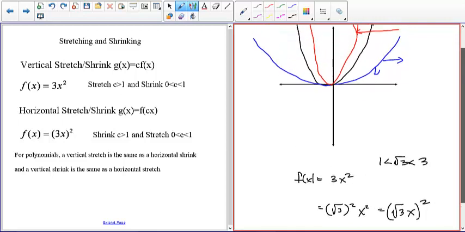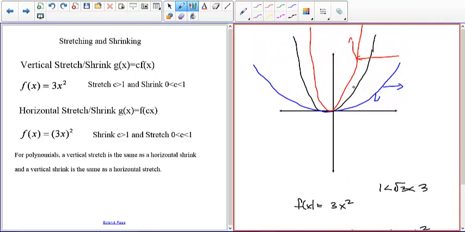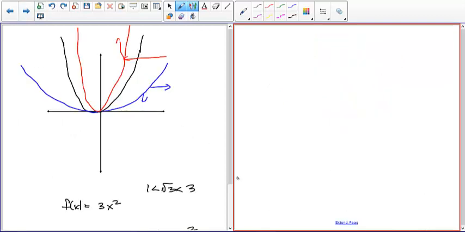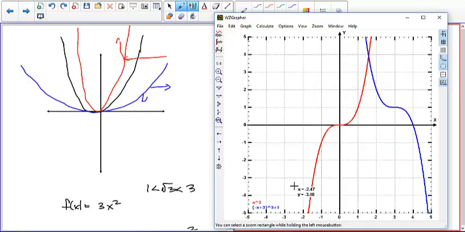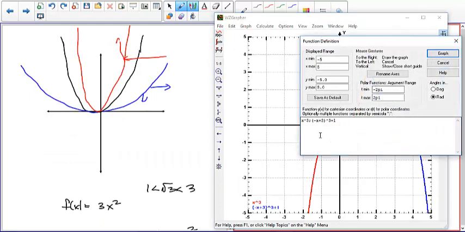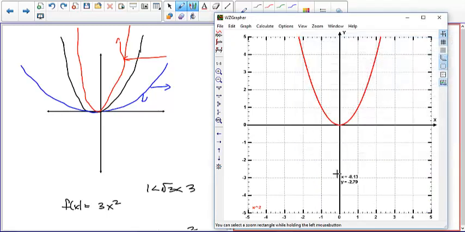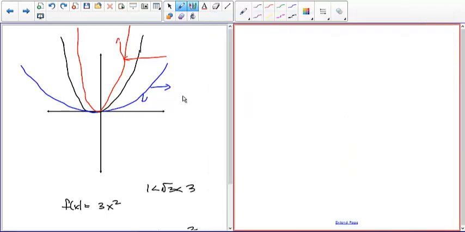So the question is, how do you know how much to shrink something or stretch something? So let me add a page here. What we'll do is we'll plot y equals x squared. So here's y equals x squared. Plot that thing. Okay. So let's take a picture of that.